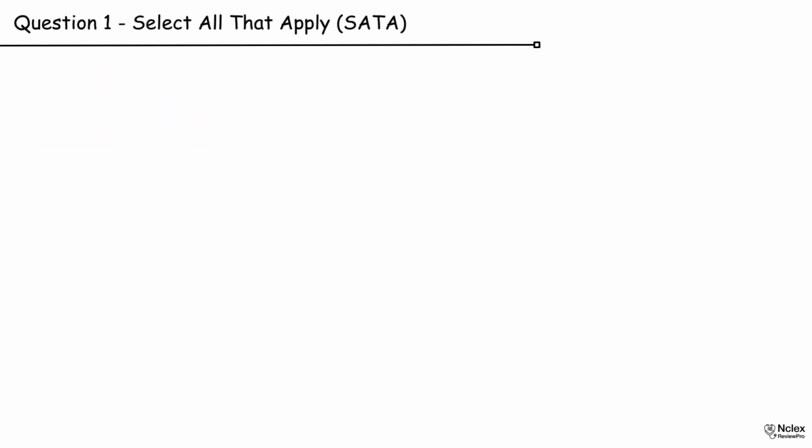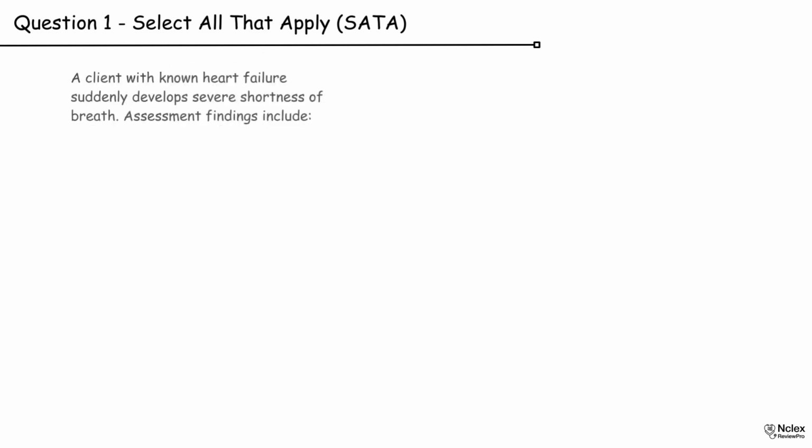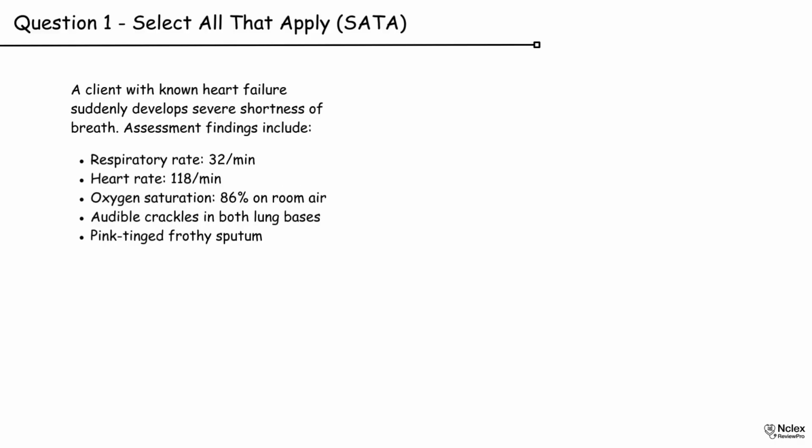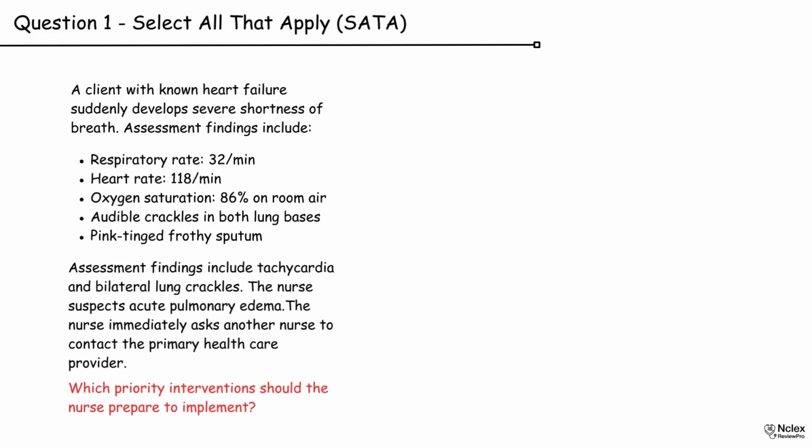Question 1. Here's a select all that apply question focused on acute pulmonary edema and immediate priorities. A client with known heart failure suddenly develops severe shortness of breath. Assessment findings include a respiratory rate of 32 per minute, a heart rate of 118 per minute, an oxygen saturation of 86% on room air, audible crackles in both lung bases, and pink-tinged frothy sputum. The nurse suspects acute pulmonary edema and asks another nurse to contact the primary healthcare provider.